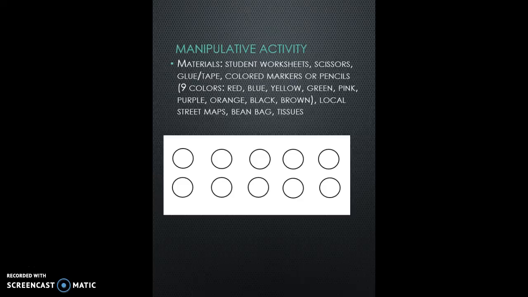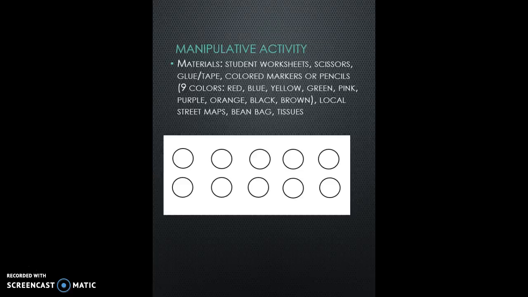And then having local street maps. We used to be able to get these out of the phone book and run copies off. But you can also get local street maps from the Chamber of Commerce. You need a bean bag and you need tissues.